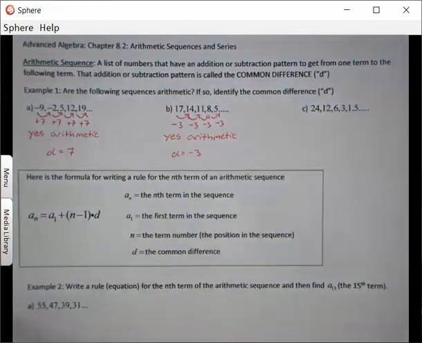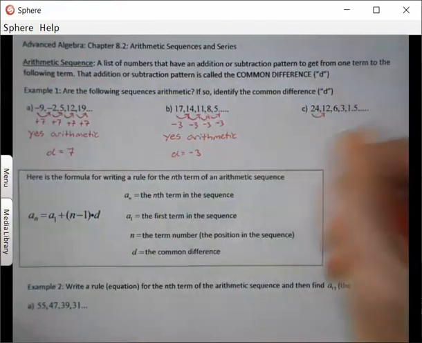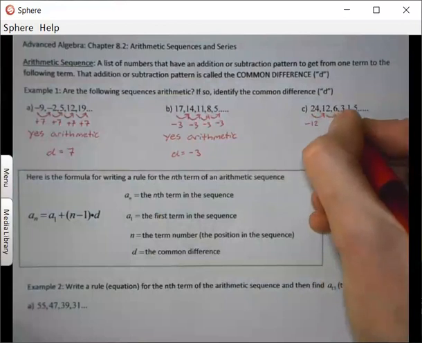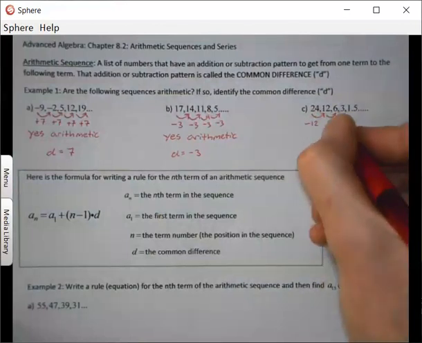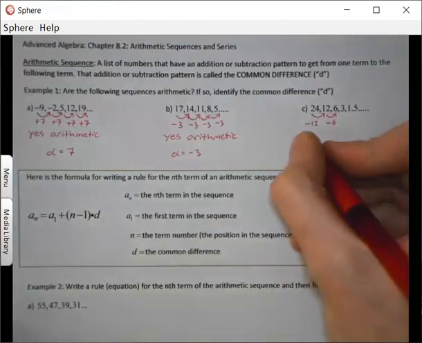All right, last example. So 24 to 12, it's like we would take away 12. 12 to 6, looks like we would only take away 6. We could keep going, but this is enough for us to stop. If the difference is not the same each time, it is not arithmetic.